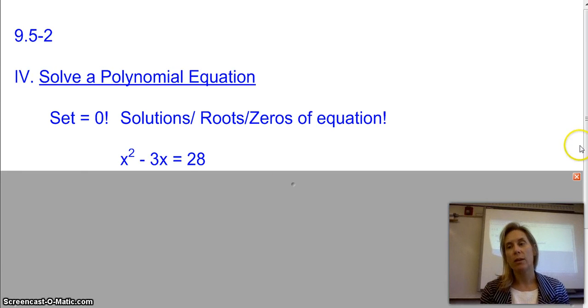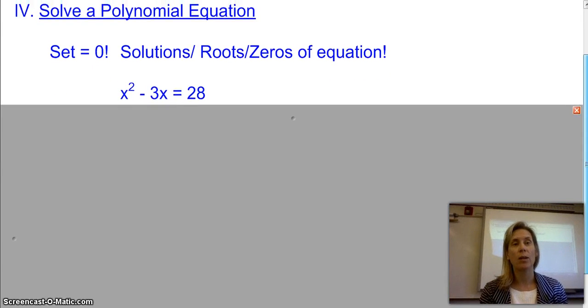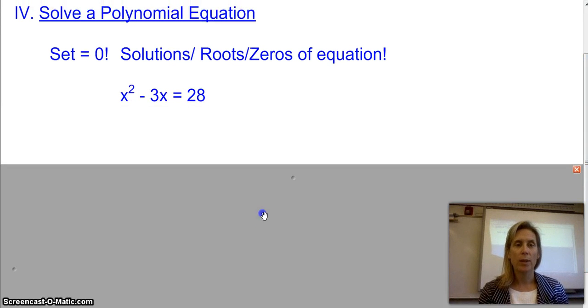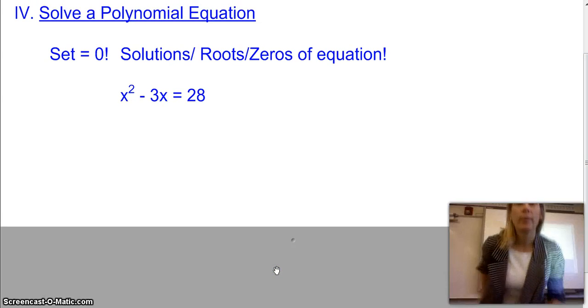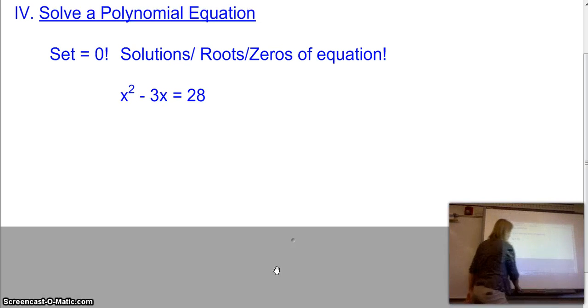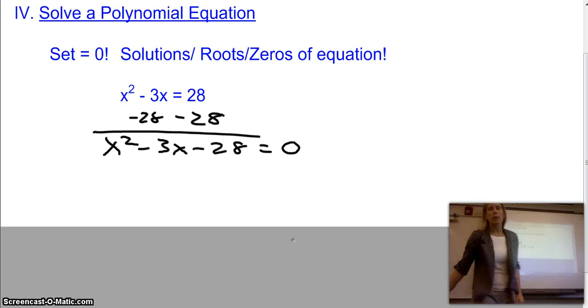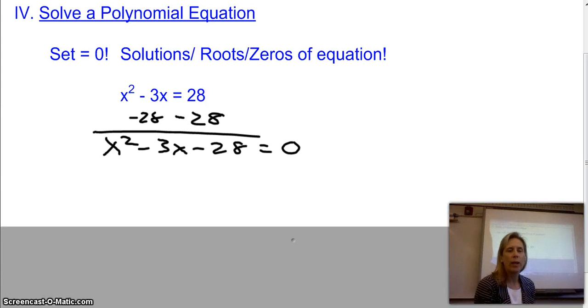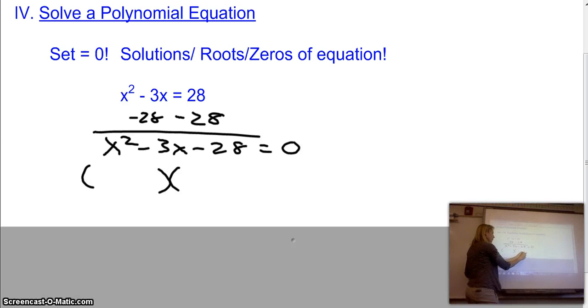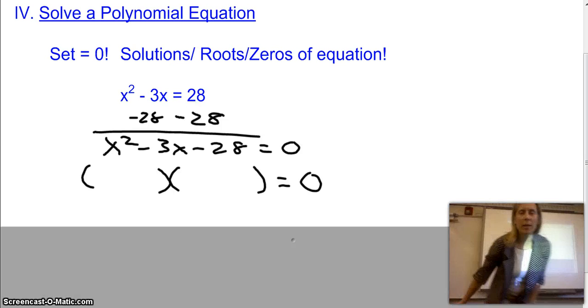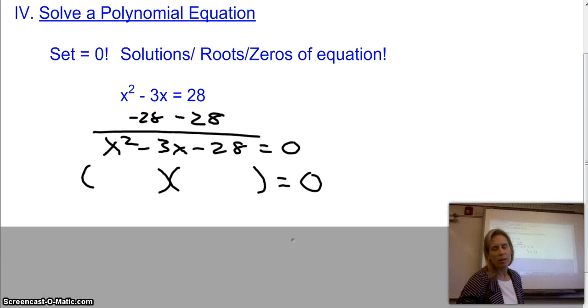So in order to solve this, we first need to set that equation equal to 0. So how do we do that? Go ahead and try it. I'm sure you're saying subtract 28, right? Subtract 28 from each side. Good, so when you subtract 28 from each side, we have an equation that we can now solve. To solve this, we will use our factoring. So we're going to create two binomial factors, just as we did yesterday, but now we have an equation rather than just an expression.